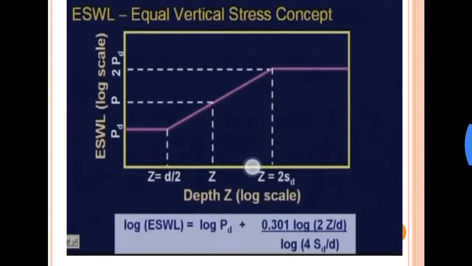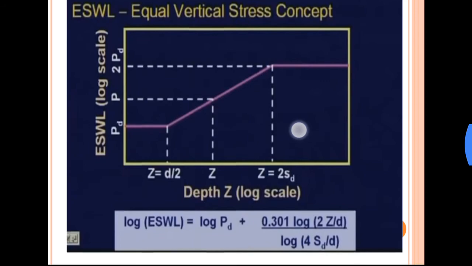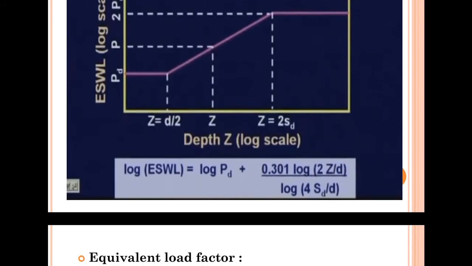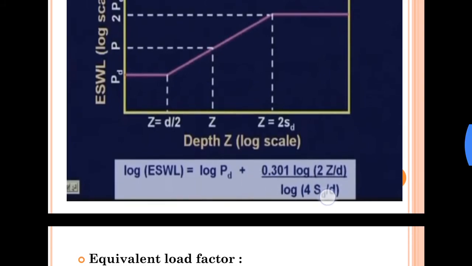Also we have a formula. If we do not want to use this graph, then we have a formula. Log ESWL is equal to log of P plus 0.301 into log of 2z divided by t, divided by log of 4 into s by d.